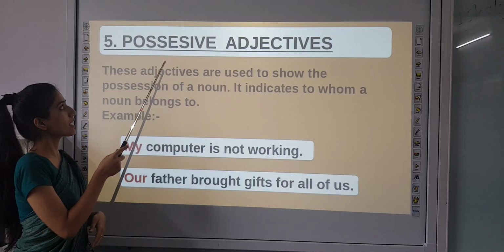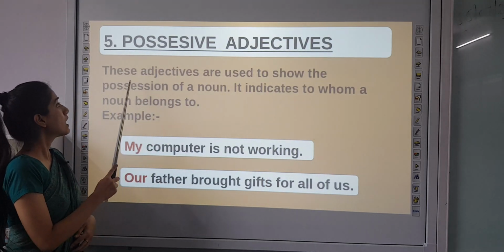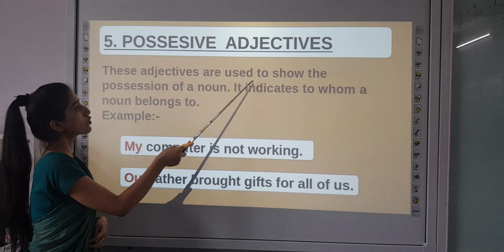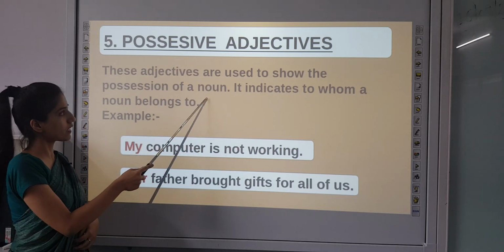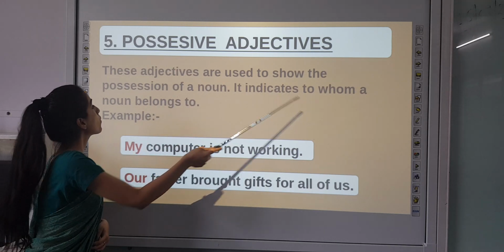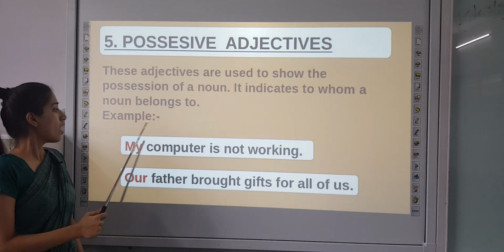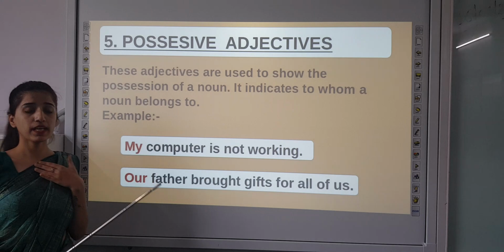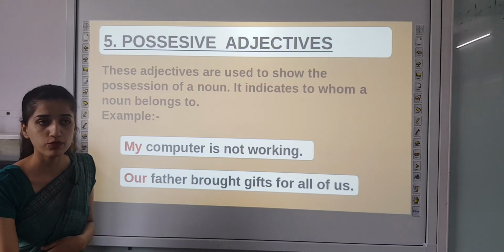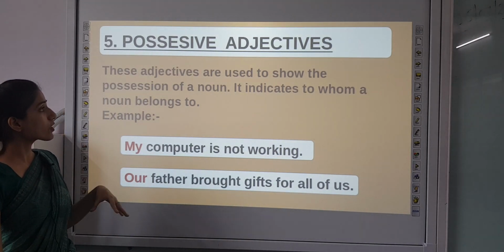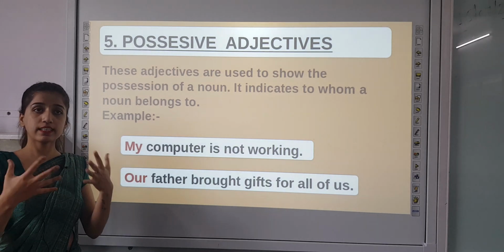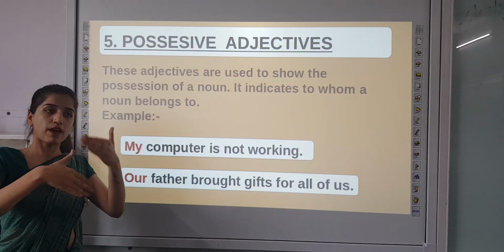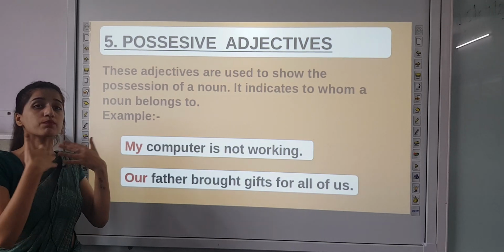Coming to the next topic, that is possessive adjectives. These adjectives are used to show the possession of a noun. It indicates to whom a noun belongs. For example, my computer is not working. So here in this type of adjective, we are particularly showing the possession, that this noun belongs to me. If I am talking about myself, then this noun belongs to me.